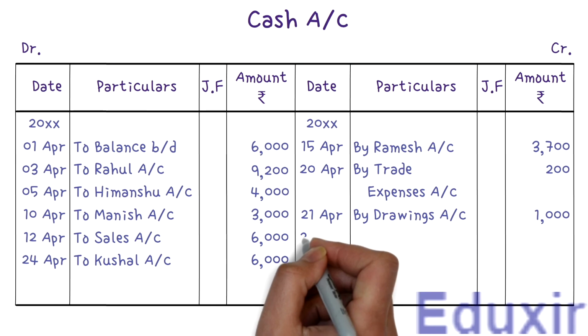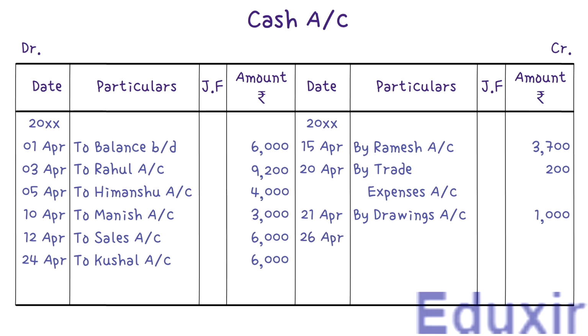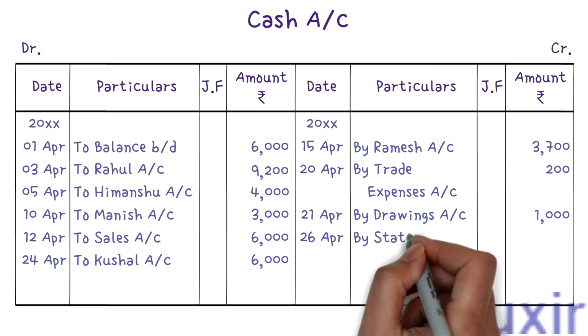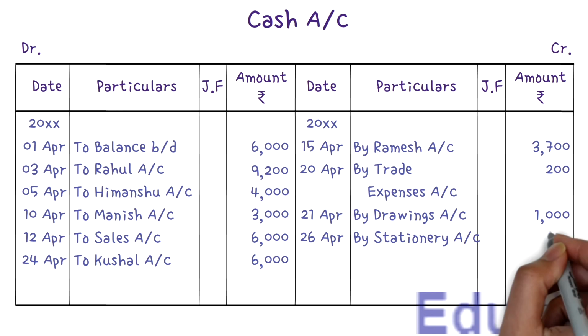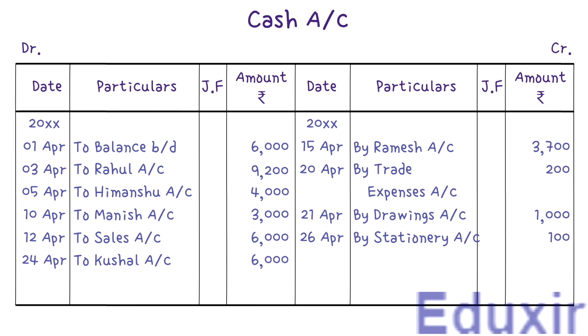Let us first write the date. Let us then write by stationery account into the particulars column. Let us then write the credit amount of 100 rupees in the amount column. With that, we have completed the posting of this journal entry into cash account. Let us now take up the next entry.